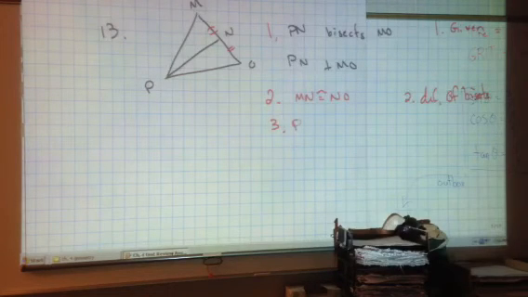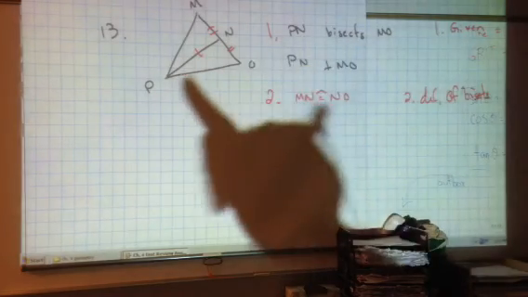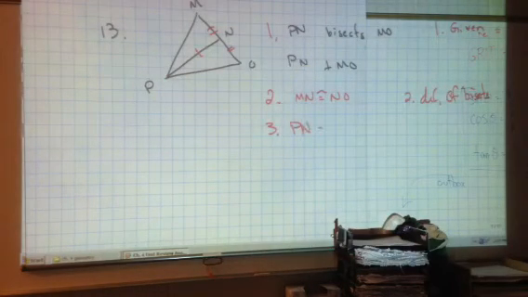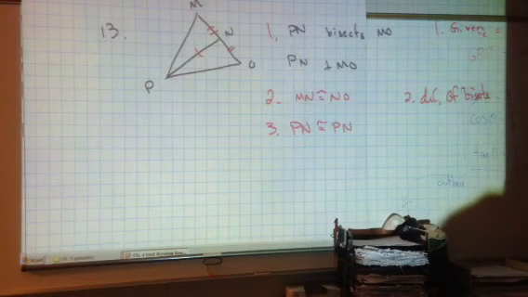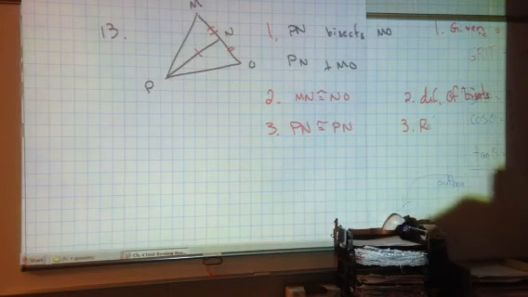Alright, 3, it says PN is perpendicular to MO. You know what? We'll get back to that in a minute. Let's do another one first. Alright, I want to say that this is reflexive. PN is congruent to itself. So side PN in one triangle is congruent to side PN in the other triangle. And that's reflexive.